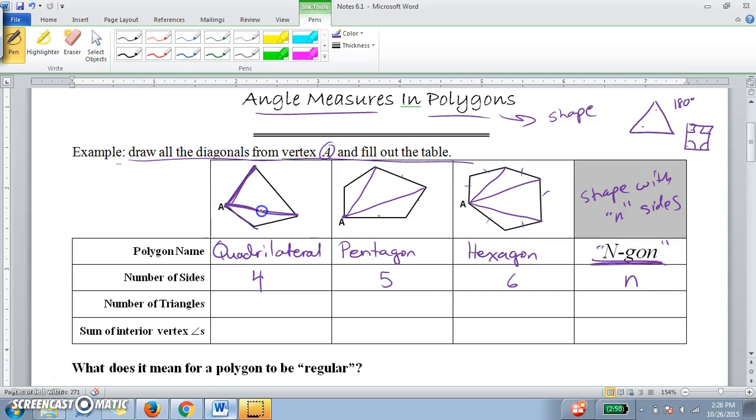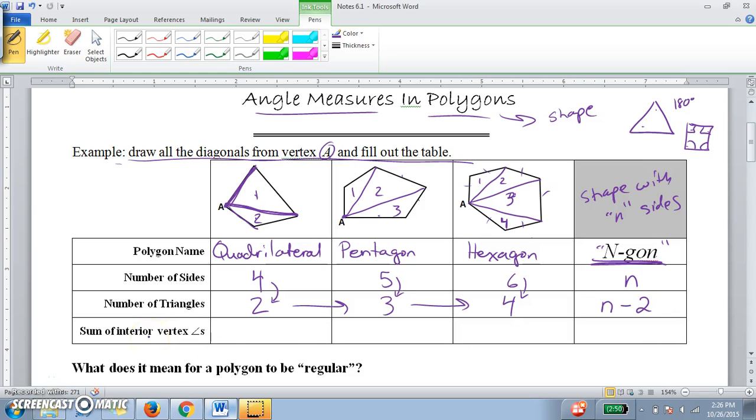So by doing this, I cut this four-sided shape into two separate triangles. I cut the five-sided shape into three triangles and the six-sided shape into four triangles. So there's a pattern here. So four-sided shape turns into two triangles. 5 turns into 3. 6 turns into 4. Every time I add a side, it adds a triangle, but the number of triangles is 2 less than the number of sides. So for n sides, we would just say the number of triangles is going to be n minus 2.